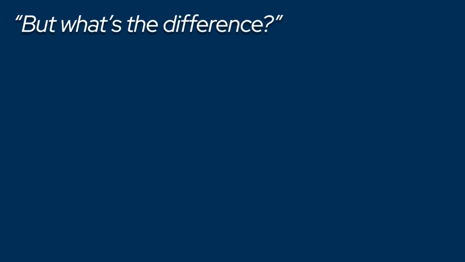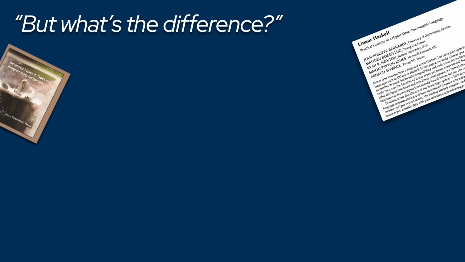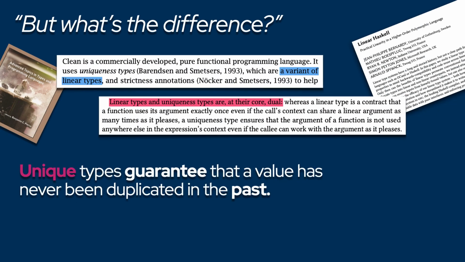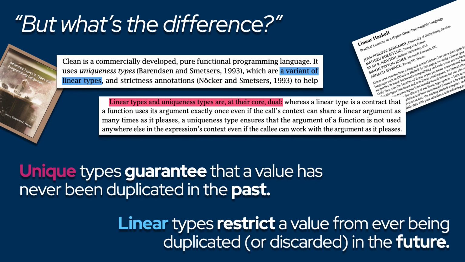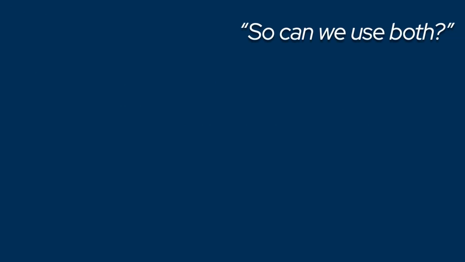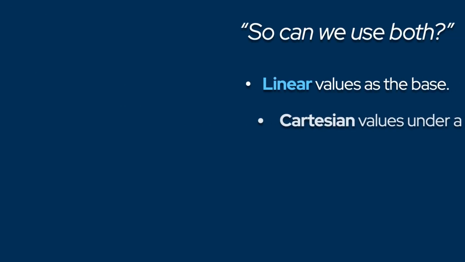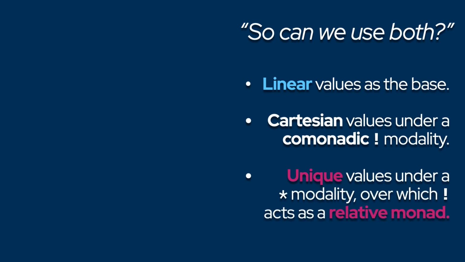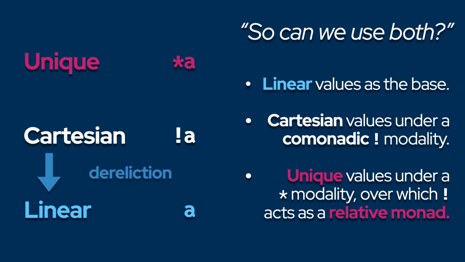It turns out that the literature gives a fairly mixed picture of the relationship between these concepts, but our takeaway is this. Uniqueness means that a value has never been duplicated, while linearity means that a value will never be duplicated. This key insight allows us to contribute a unified system, which allows for both linear and unique types. The calculus is based on linear logic, but with an added star modality over which the nonlinear bang acts as a relative monad. We can forget a uniqueness guarantee or impose a linearity restriction at any time, but we can't go back in the other direction.